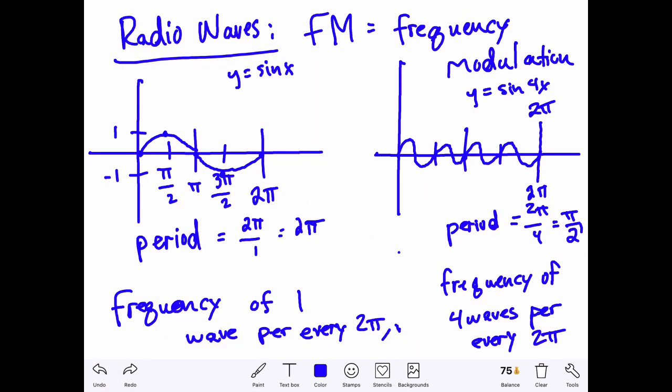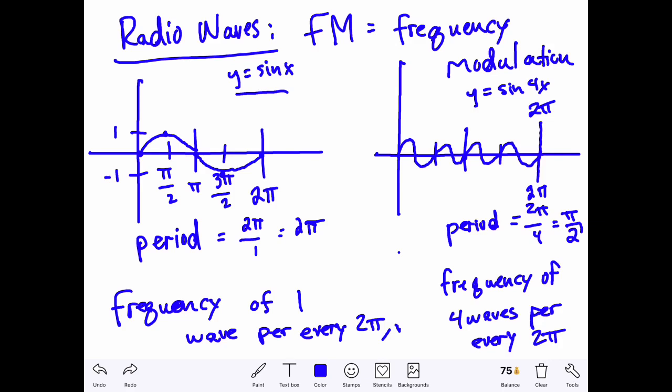Okay, let's continue with our discussion of radio waves, except this time let's look at frequency modulation. We're going to look at the two graphs, y equals sine x and y equals sine of 4x. Notice the period on y equals sine x is 2 pi over the absolute value of b, and of course b is just 1, found in front of the x, so the period is 2 pi. In other words, the time it takes to do one cycle or one wave is 2 pi. So we have a frequency of one wave per every 2 pi.